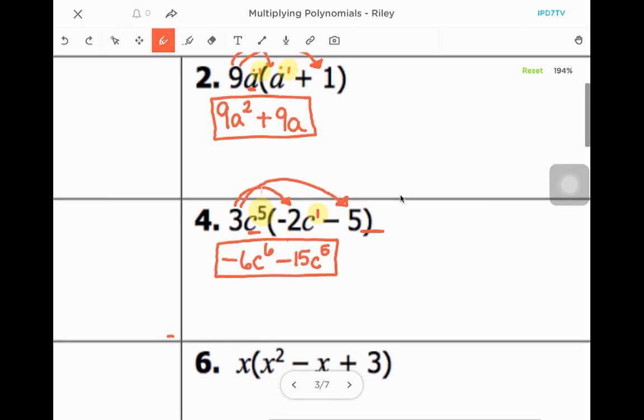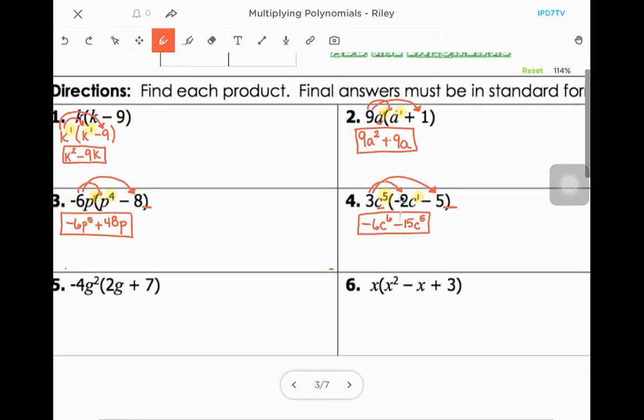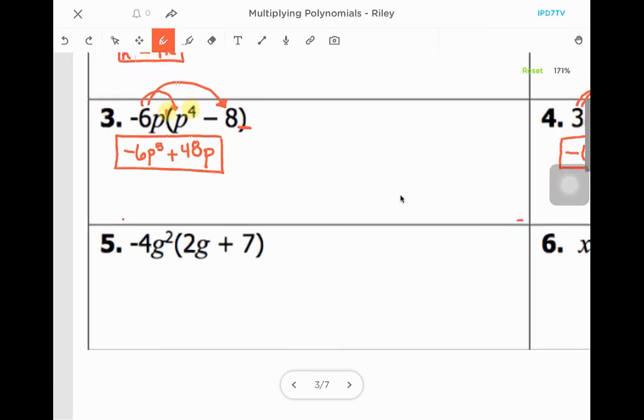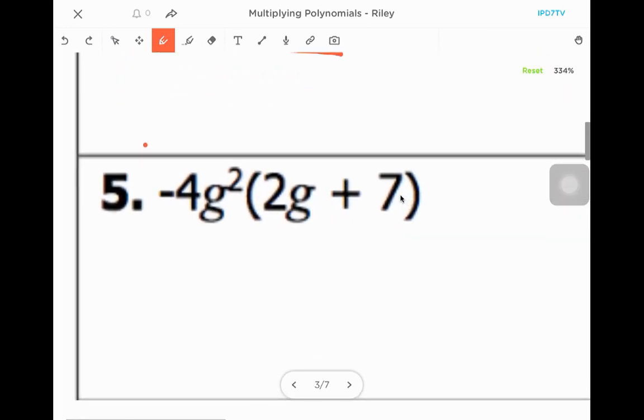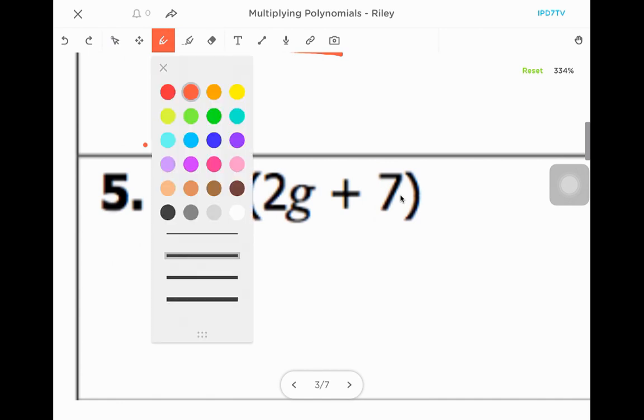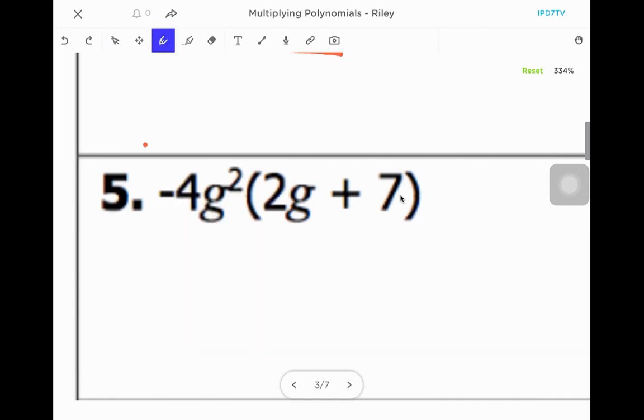All right, we got 2 more. And remember, you can always rewind and look at these. Kind of getting sick of orange, so let's try blue again. All right, so we got a negative 4g squared times 2g plus 7. So let's work on our numbers first. So negative 4 times 2, well, that gets me a negative 8.